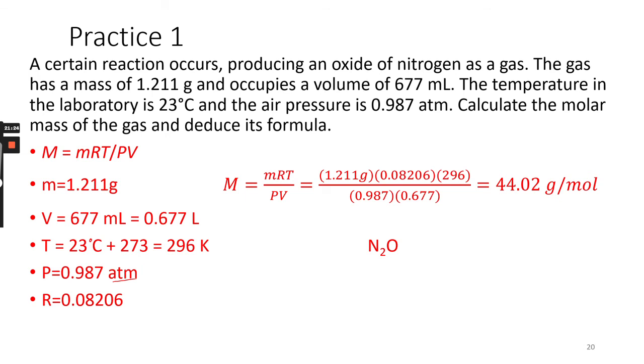Since my pressure is in atmospheres, I have to use the R that goes with atmospheres, which is 0.08206. Here is my equation for molar mass. So I plug in my mass times my R value times my temperature divided by my pressure times my volume. And I get 44.02 grams per mole. So then they say, what is the formula? Well, you know oxygen's molar mass is 16 and nitrogen is 14. So you just kind of have to play around until you get a relationship of these that adds up to 44.02. And it happens to be 2 nitrogens and 1 oxygen.